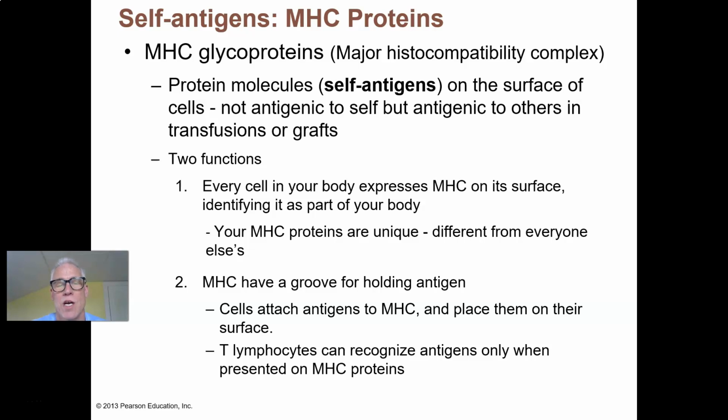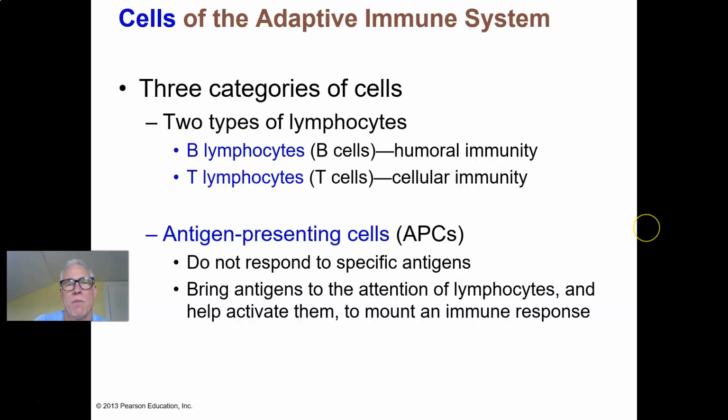all over its surface on the MHCs, and that's important because T lymphocytes can only recognize antigens that are attached to MHC proteins. So it's a way to bring the word of a foreign invader to the attention of the adaptive immune system. So what are the cells?